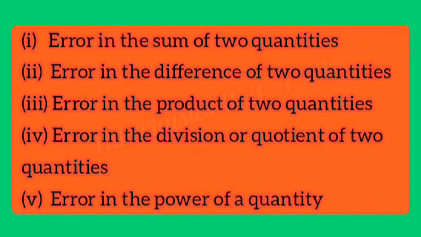The various possibilities of the propagation or combination of errors in different mathematical operations are discussed. First, error in the sum of two quantities. Second, error in the difference of two quantities. Third, error in the product of two quantities. Fourth, error in the division or quotient of two quantities. Last, error in the power of a quantity.